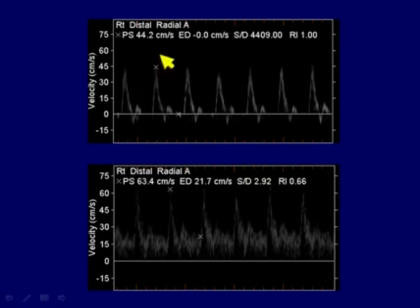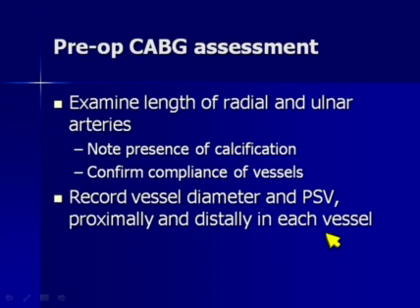Again, the radial artery, multiphasic, high resistance pattern, except if your patient is hot or they're vasodilated. Some drugs can cause this as well, and we can see this vasodilatation. However, it is still normal.